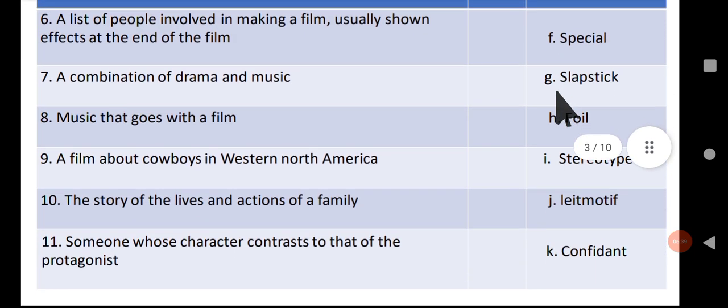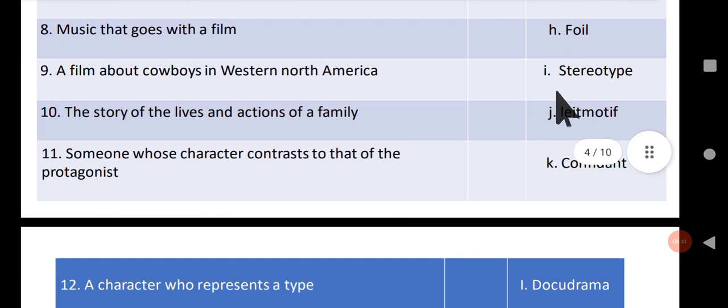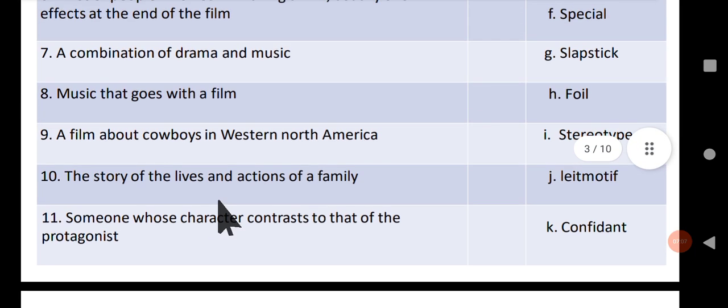Okay, next one, someone whose character contrasts to that of the protagonist. See, we have characters in films, antagonist and protagonist. The antagonist is someone who is kind of a villain. The protagonist is kind of a hero, the major character, the main character. So which is the option that we can go with for the opposite one here? See, foil is someone who is an enemy, a person who doesn't like the hero, so he can be the villain here. So he is the opposite of the protagonist.